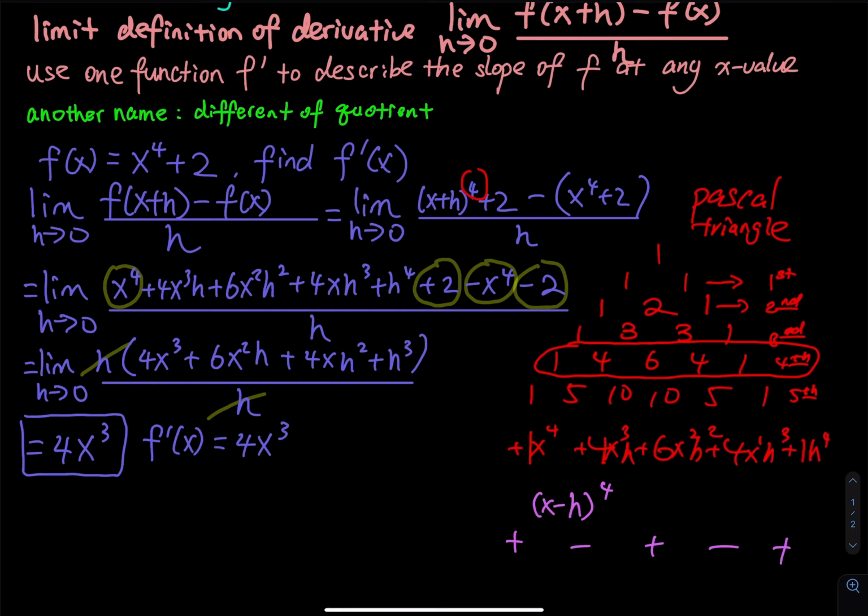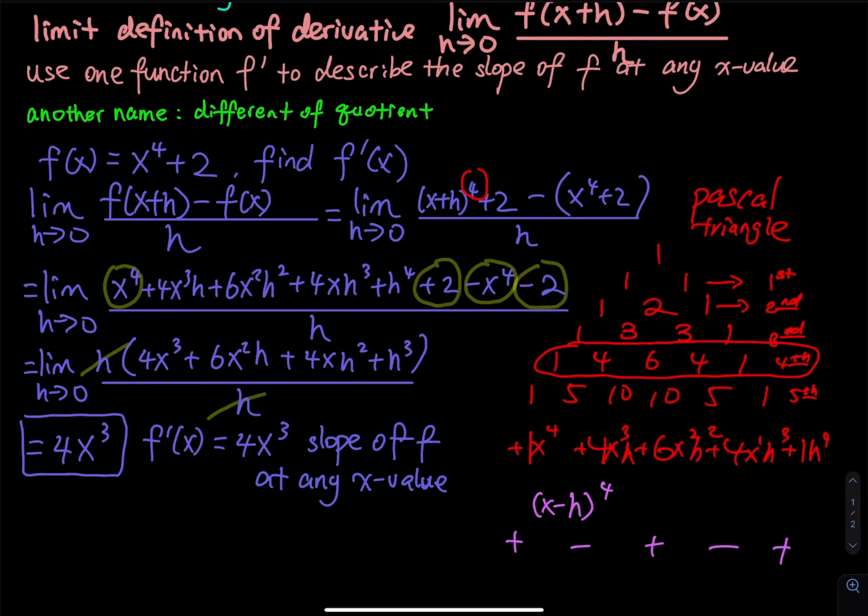The meaning of this answer is the slope of f at any x value. I just use one function, 4x to the third, to describe the slope of the given function at any x value. Now, if you want to find a specific slope, so let's say I have a function, right?